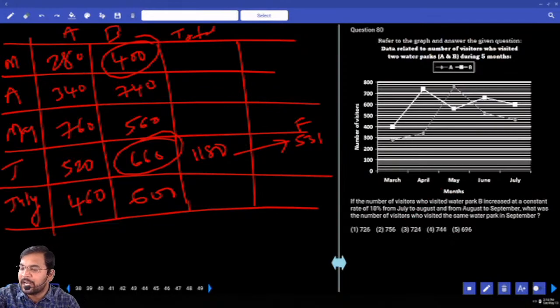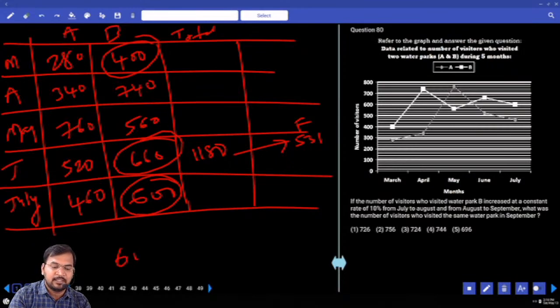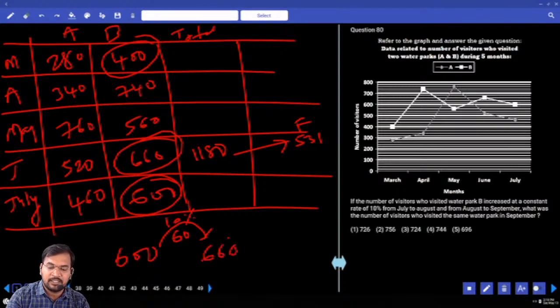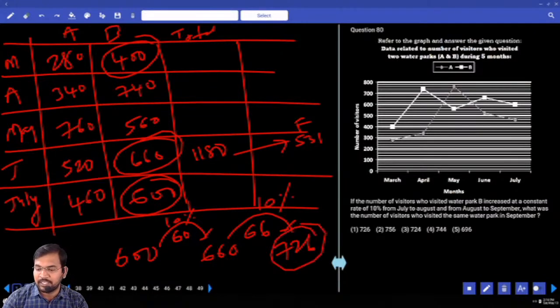Next, if the number of visitors who visited Park B increased at a constant rate of 10% from July to August and August to September, what was the number of visitors who visited the same water park in September? First of all, July is 600. For August, 10% increase, which is 60 more, so it becomes 660. August to September also 10%, which is 66. 660 plus 66 is 726. Your answer is 726.